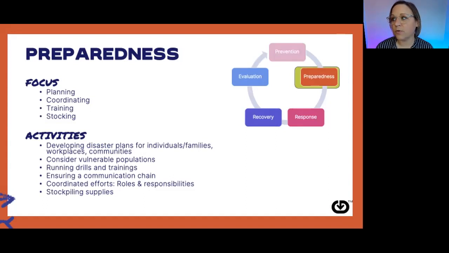In other words, what are all of the different agencies' roles and responsibilities for when a disaster does happen, and how do those get coordinated and communicated? And then stockpiling supplies so that when we all of a sudden need all of these supplies, masks, IVs, oxygen tanks, we have a stockpile somewhere to pull from.